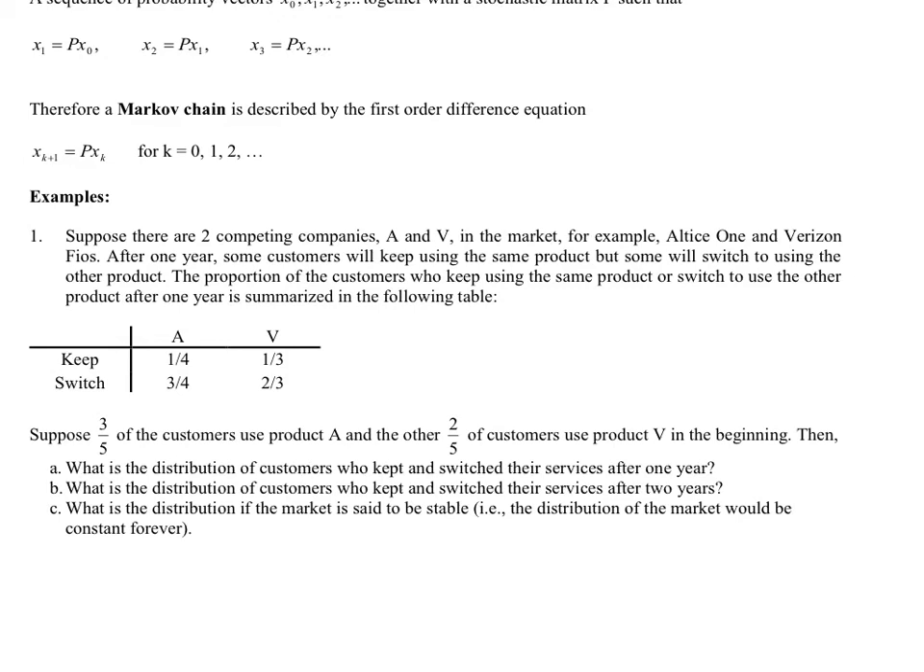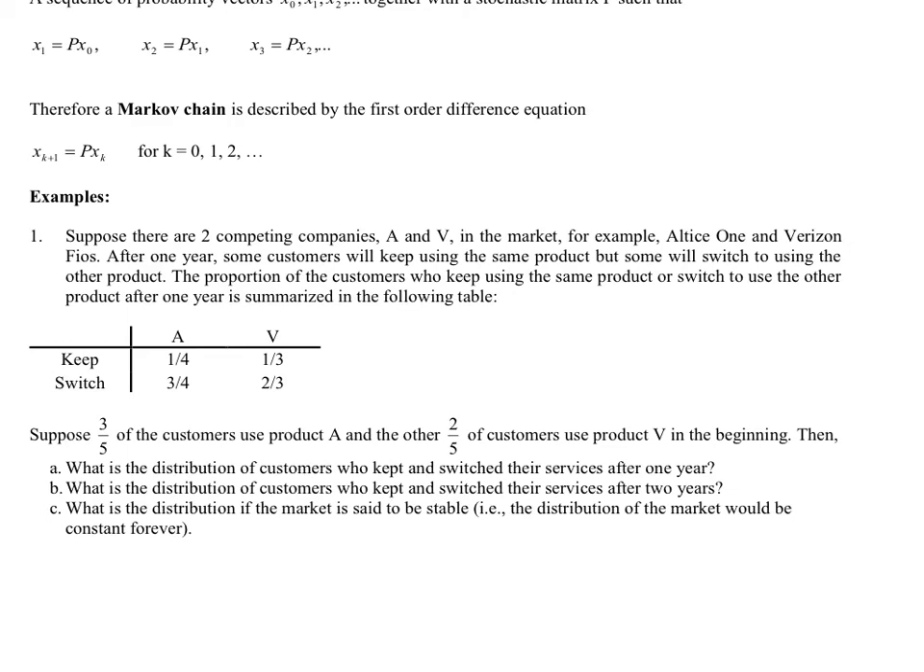I don't know. All right, anyway, we've got two competing companies, A and B, for example, Altice One and Verizon. After 1 year, some customers will keep using the same product, but some will switch to the other product. The proportion of customers who keep using the same product or switch after 1 year is summarized in the following table. Suppose 3/5 of the customers use product A and the other 2/5 use product B in the beginning.